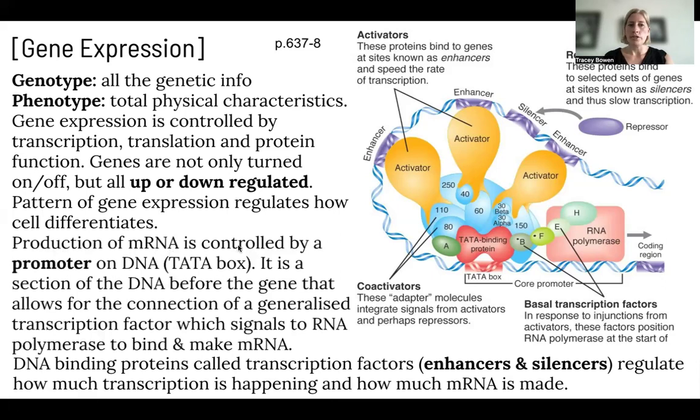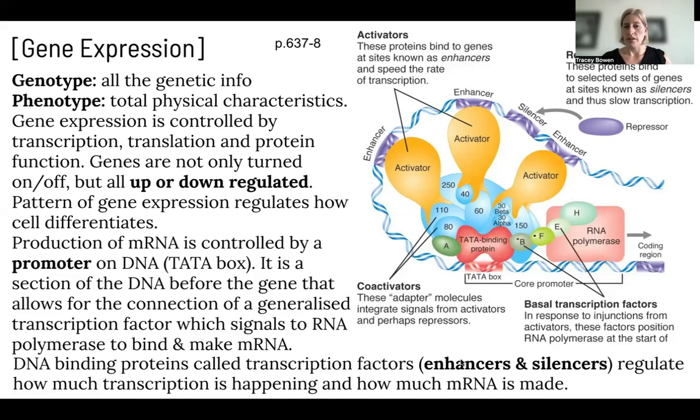So production of messenger RNA is controlled by a promoter on DNA at the TATA box. So you can see here, that's the TATA box. And this whole thing is the promoter region. And so it's a section of the DNA before the gene that allows for the connection of a generalized transcription factor, which signals to the RNA polymerase to bind and make RNA or to not do that. And so DNA binding proteins called transcription factors.